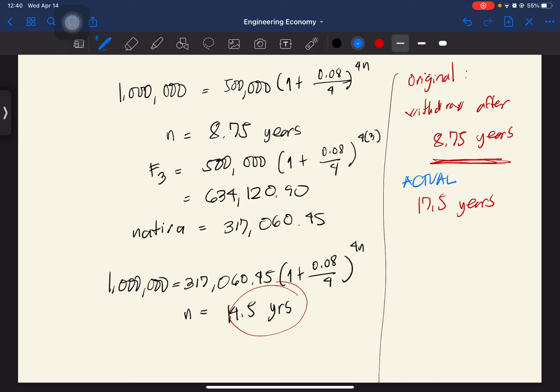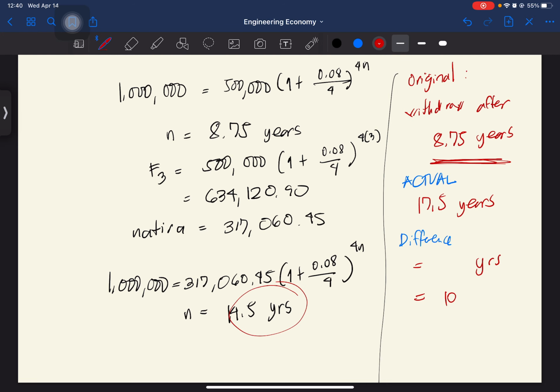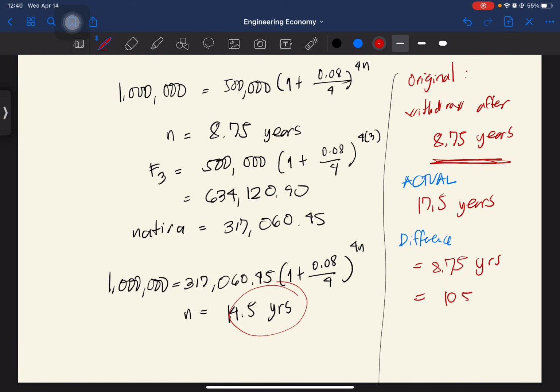Teka, lagyan natin. Difference. Ilang months yan? Ay, sorry, 8.75 pala. Tapos, ilang months yon? 105 months. So, same answer. Okay? So, different solutions. Yung isa use the definitions lang. Yung isa is formula. So, same answer. So, kayo na bahala mamili kung saan kayo mas komportable doon.